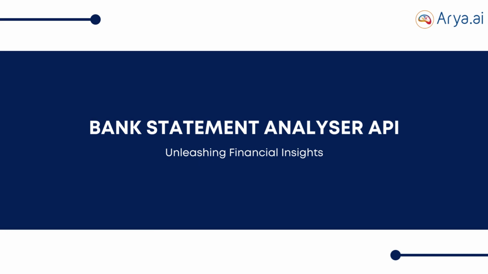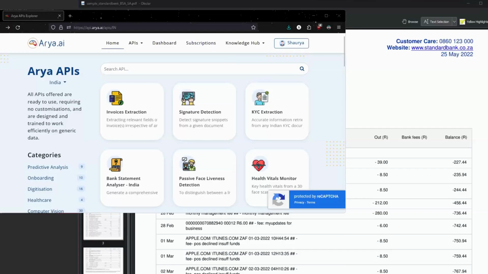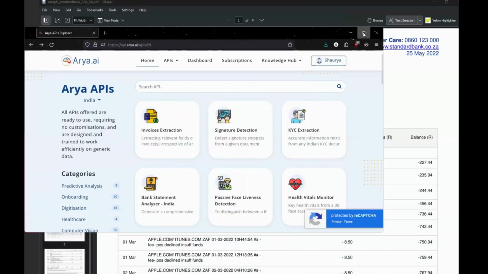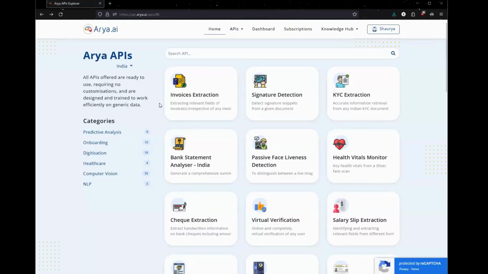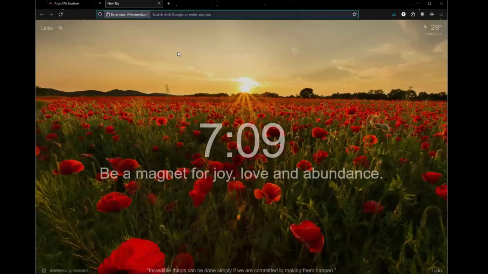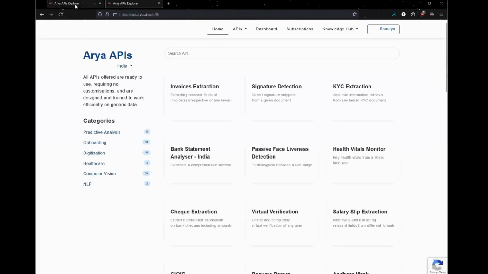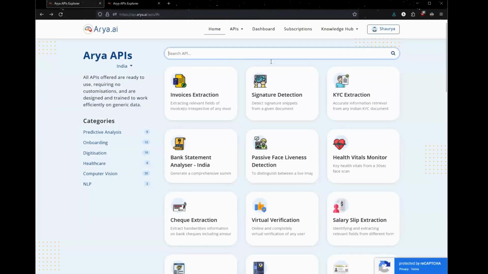Thank you, Pratiksha, for the introduction. Ladies and gentlemen, welcome to this webinar. I will quickly share my screen. Thank you for joining. This is Arya's API platform homepage. If you go in and type api.arya.ai, you will come to this page, which I have showcased here. Here you can see there are a set of different APIs, but the concern for today's webinar will be the Bank Statement Analyzer.